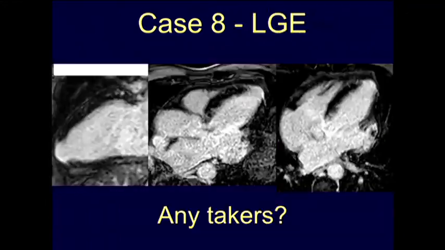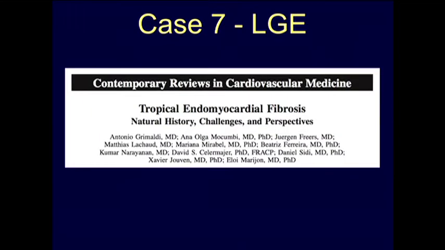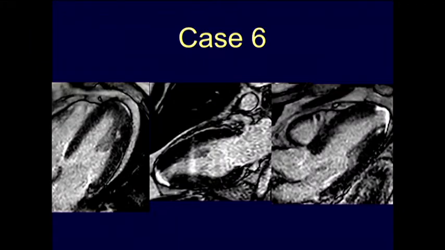This is similar to Chagas. Yes, exactly. This is Chagas disease. Here is the enhancement, aneurysm, and transmural distribution. So you now know which is the diagnosis. Can Chagas disease have transmural enhancement? And the answer is yes, definitely Chagas may have transmural enhancement.